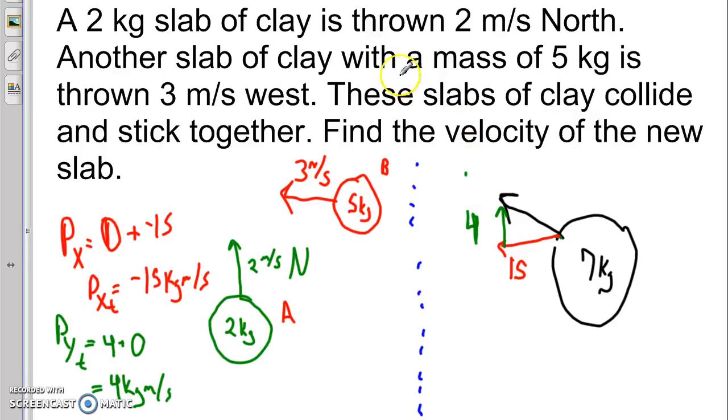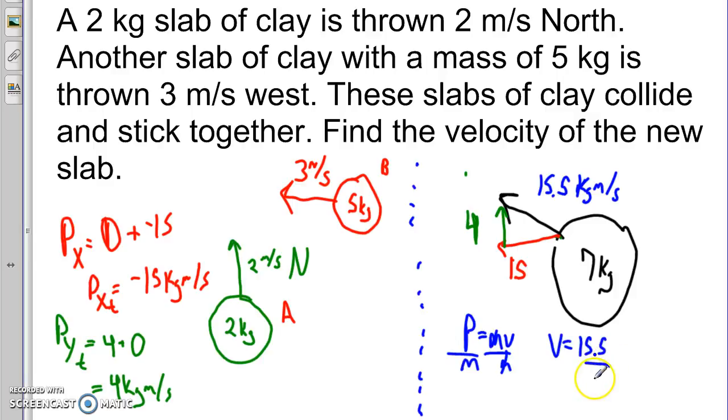Again, just like on those last problems, though, this 15.5 is not the velocity. This 15.5 is the momentum, right? It's 15.5 kilogram meter per second. So if I want to actually get the velocity, all I have to do is divide by the mass, and that's coming from P equals mv. Momentum is mass times velocity. If I want velocity, I have to divide both sides by m to get v by itself. And so velocity is just momentum divided by mass. So velocity is going to be 15.5 divided by the mass, which is 7 now. So 15.5 divided by 7 gives me 2.2 meters per second.